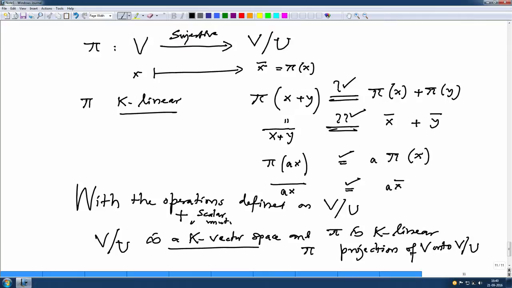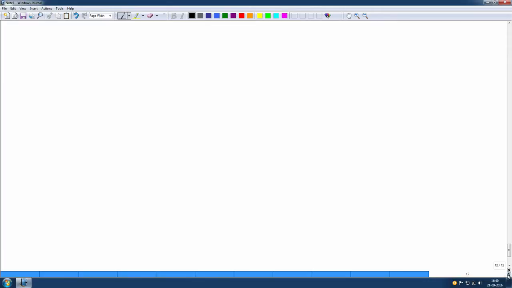Okay. Now first of all we need to find the kernel of this map. It is surjective we know, and we want to find the kernel. So kernel of pi. What is 0 in V by U? The element 0 is precisely 0 bar. 0 bar is, by definition, U plus U, which is U. So 0 bar is precisely U.